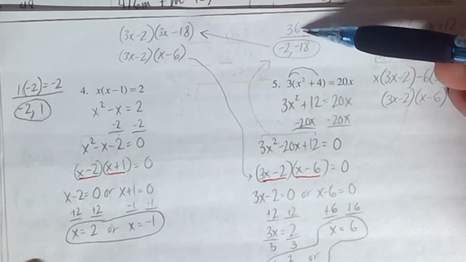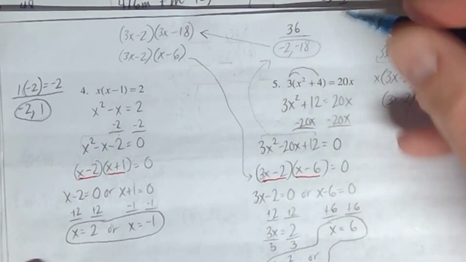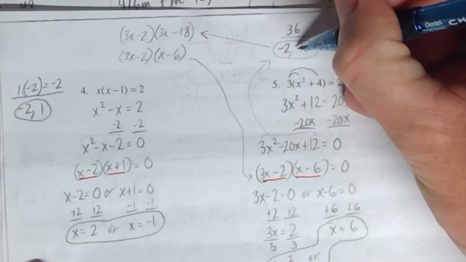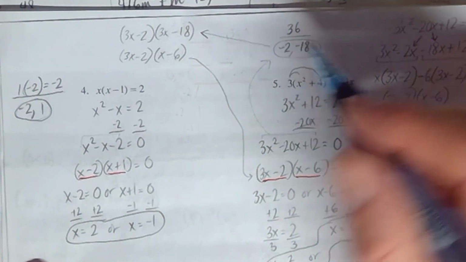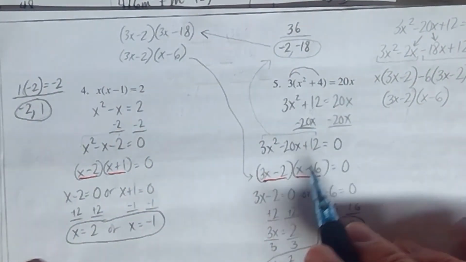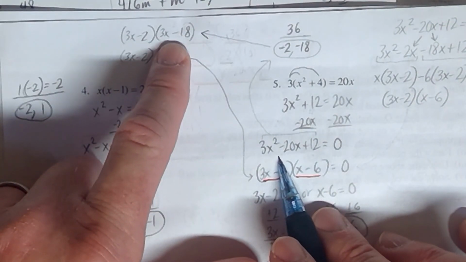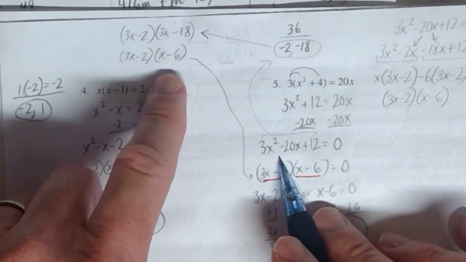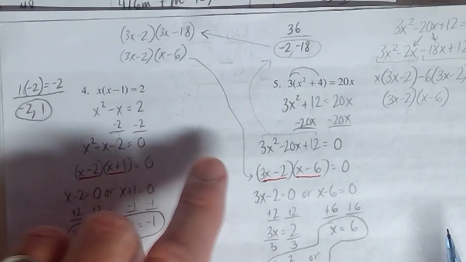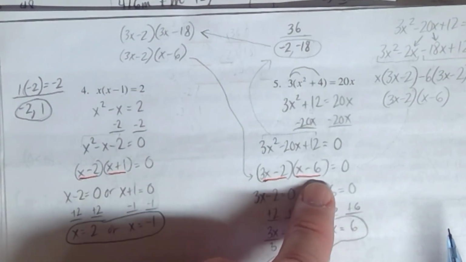3 times 12 is 36. The two numbers that add up to negative 20 in the middle are going to be negative 2 and negative 18. I put those in there. Remember, since it's 3x squared, you got to do 3x and 3x, not just x and x this time. And then you do the rest of the Berry method, 3 factors out of that bracket. The other bracket stays the same. So you got your 2 brackets here.